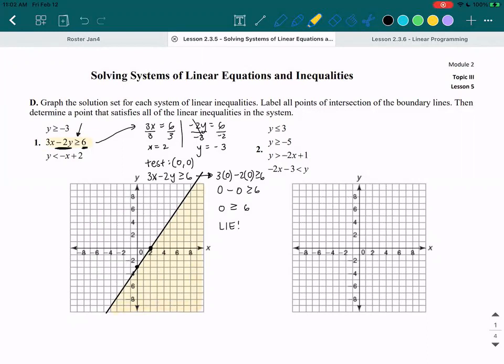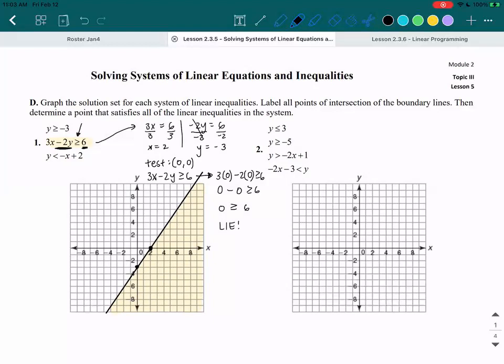Okay, there we go. So I've shaded that bottom half where 0, 0 is not a part of it, because 0, 0, remember, told us a lie. So if 0, 0 tells us a lie, then you go away from it. If 0, 0 told us the truth, then you would shade the section with 0, 0, but only if it tells us the truth. And in this case, 0, 0 lied to us, so we want to avoid it. So that was one equation that we graphed.